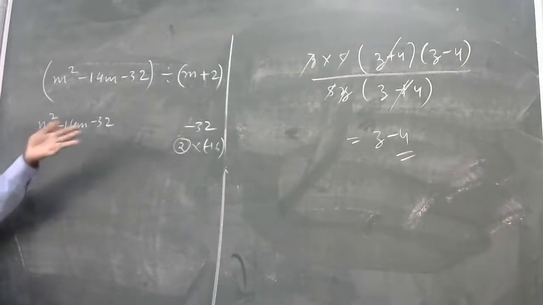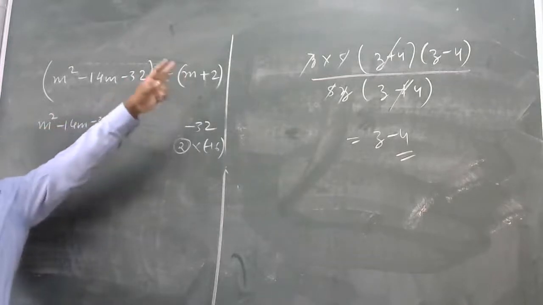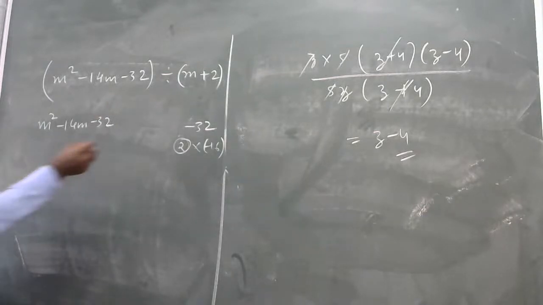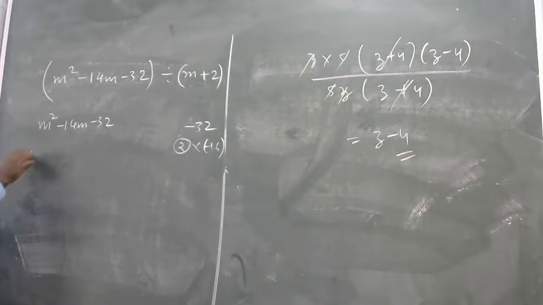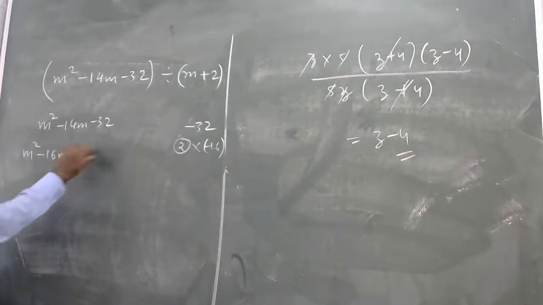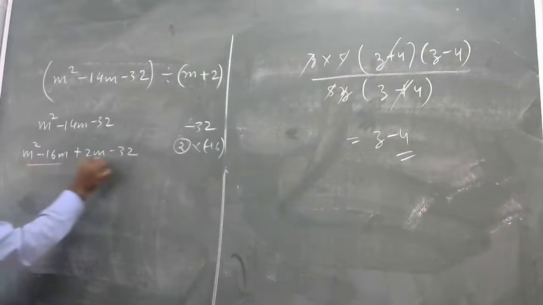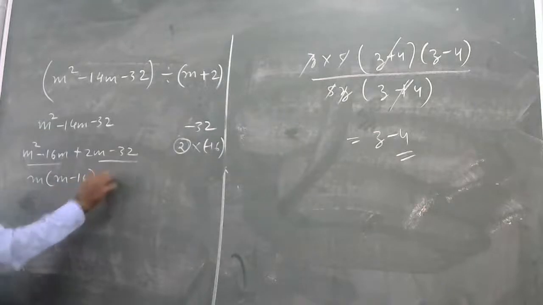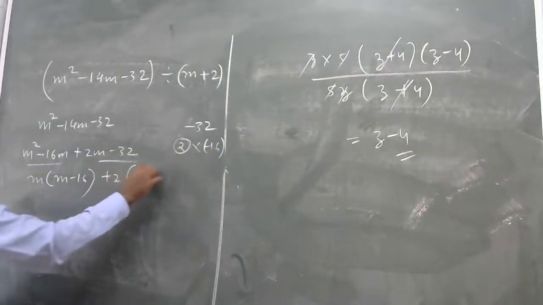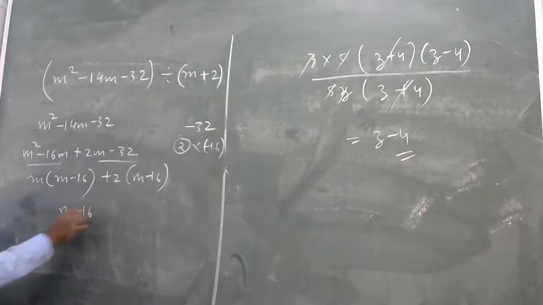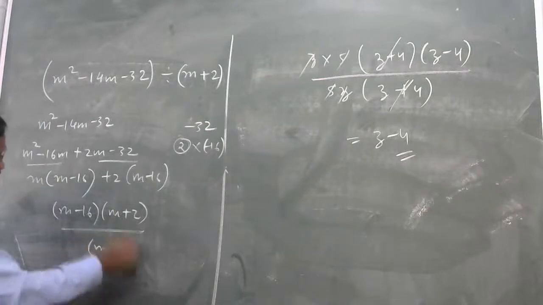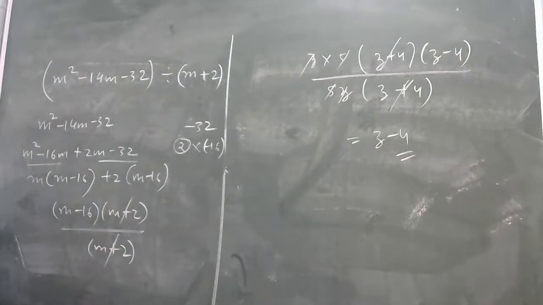Okay. So you don't have to waste time. We know that there m plus 2 should come. That means one number is 2. Find out the other number. So your numbers are 2 and minus 16. So m square minus 16m plus 2m minus 32. So from here m is common. m minus 16 will be left out. From here plus 2 is common. And here also m minus 16 will be left out. So m minus 16 into m plus 2. So this we have to divide by m plus 2. So m plus 2 will get cancelled. Your answer will be m minus 16.